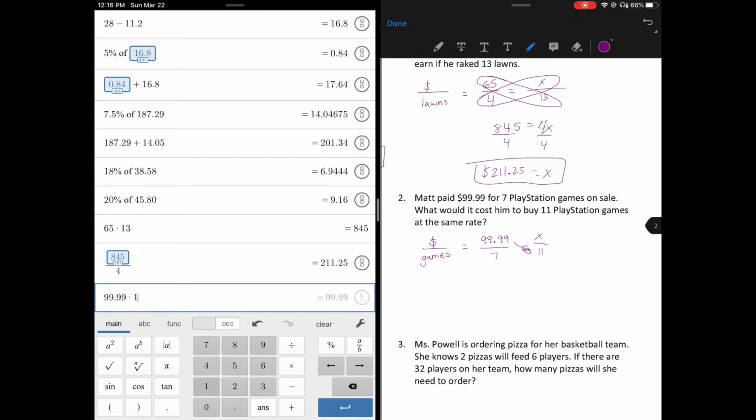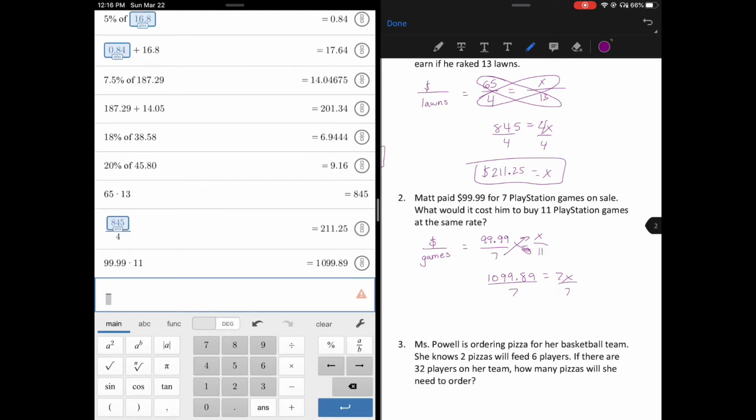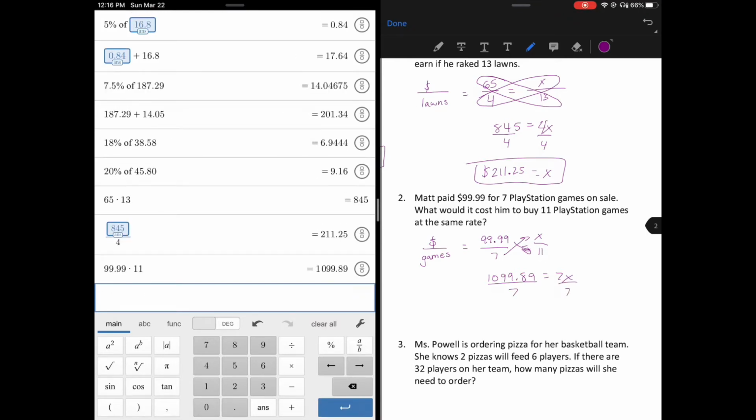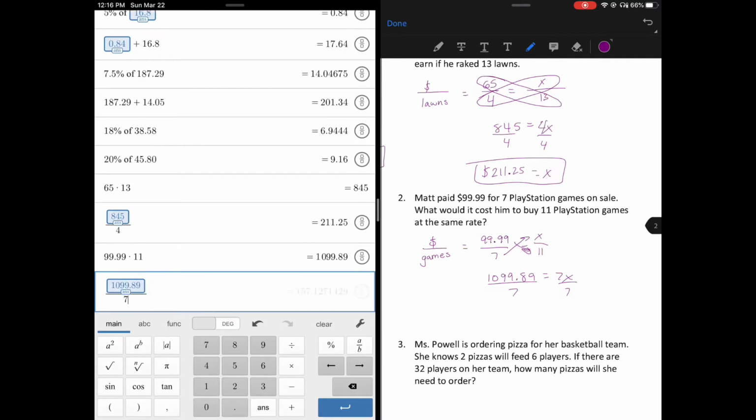$99.99 times 11 is $1,099.89. And 7 times x is just 7x. Then I divide both sides by 7, which gives me $157.13 for 11 games.